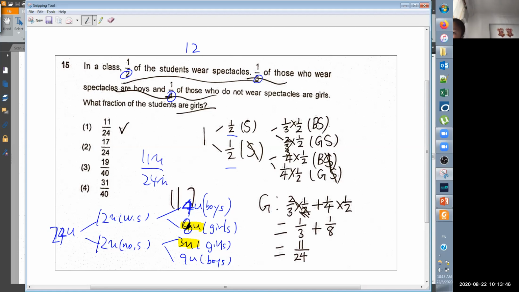Without using fraction. It's much simpler, I will say, because you just need to pick 8u and 3u and then over the total, which is 24u. Am I right? Okay. So please, you can actually start using this whole number method, because I think it's simpler and easier to read also. Okay. Good.